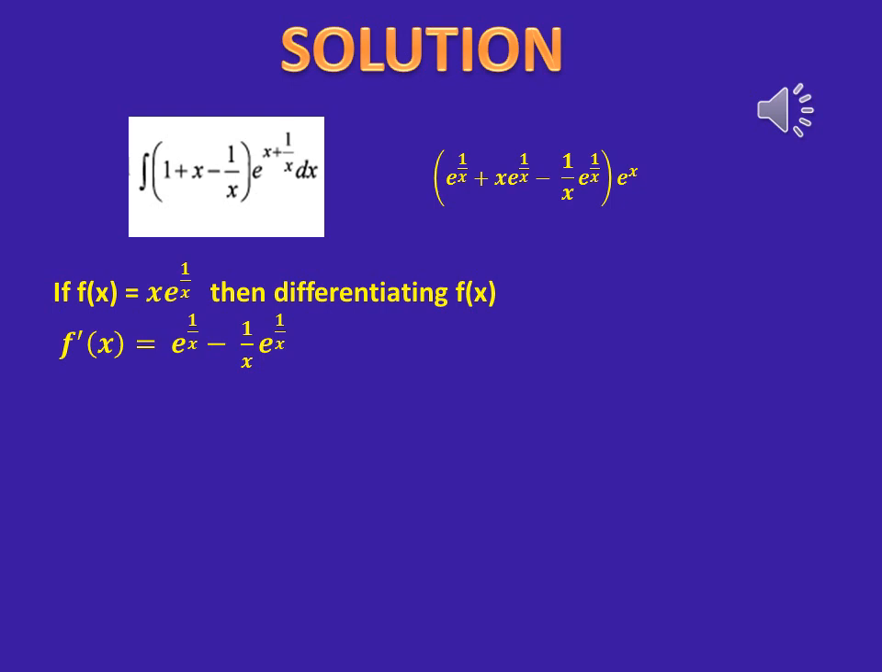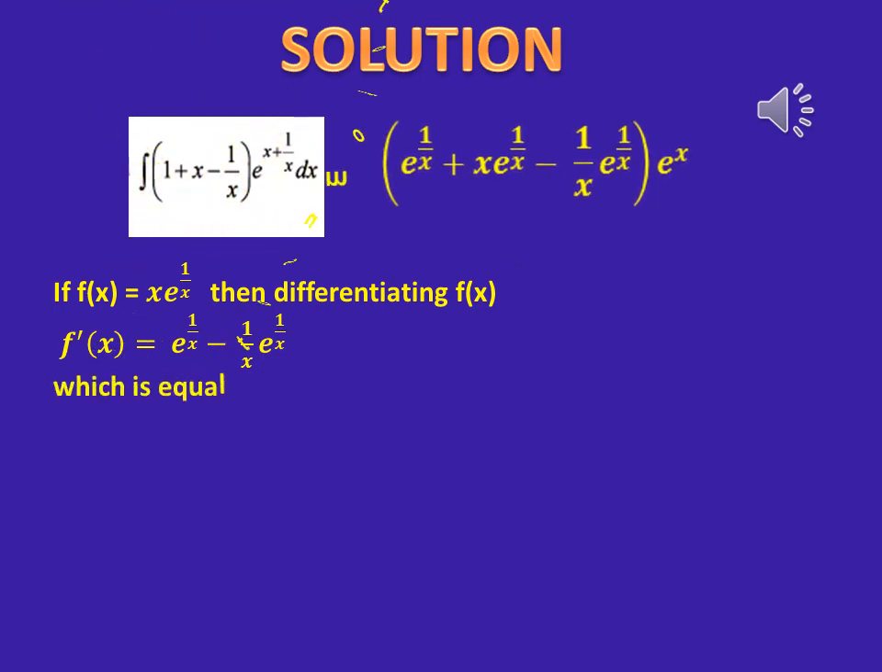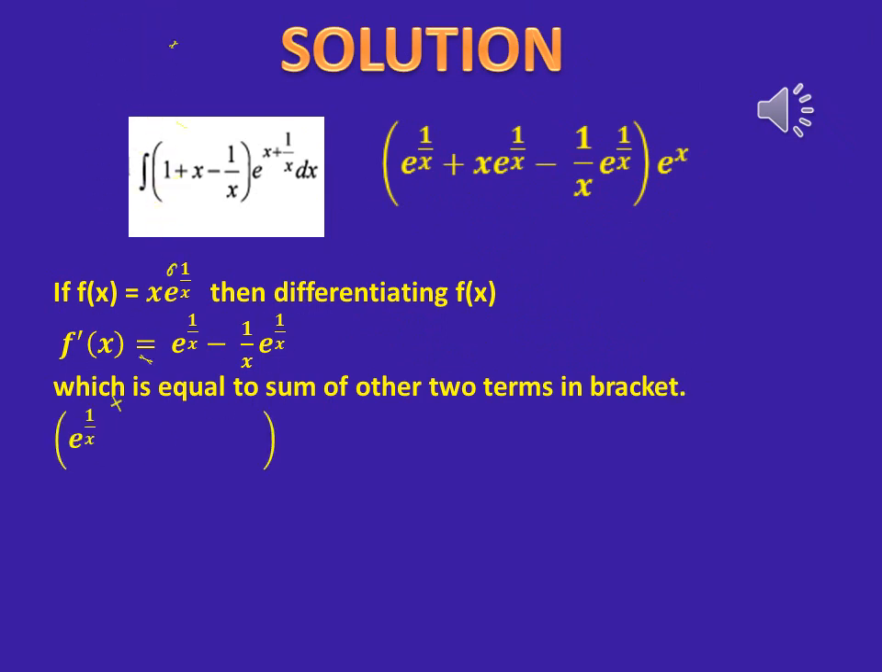If we take the middle term, that is the product of x and e to the power of 1 over x as f of x, then we observe that the other two terms form the derivative of f of x. So now let's apply our standard form.